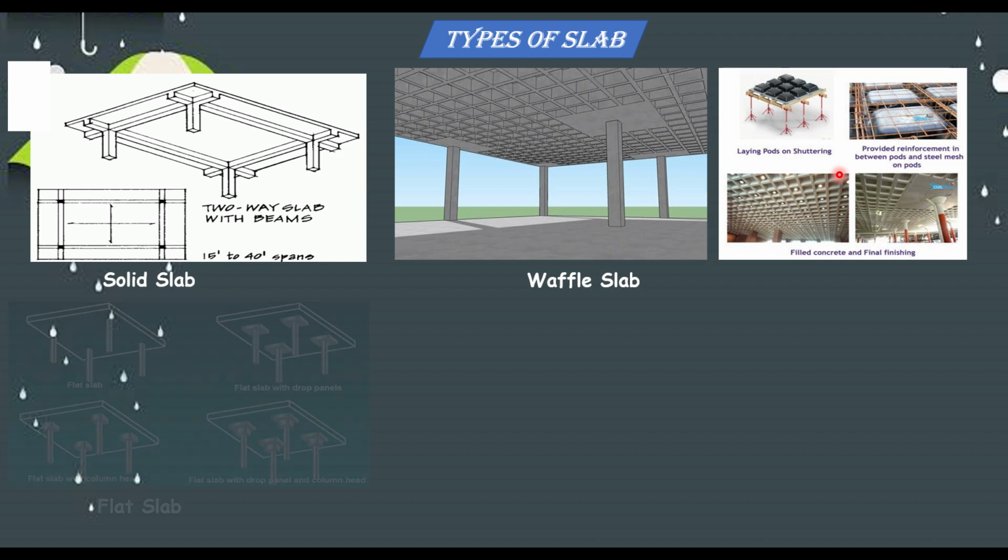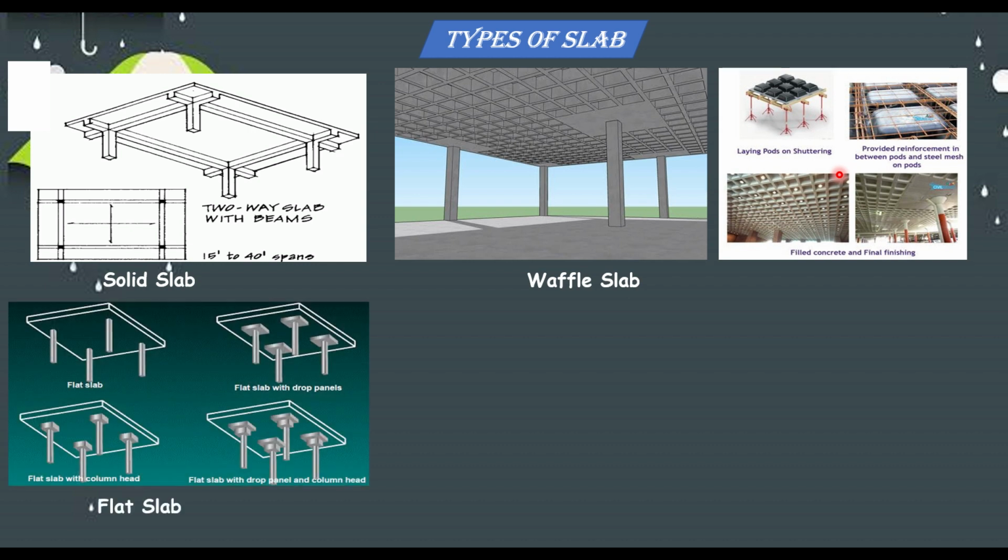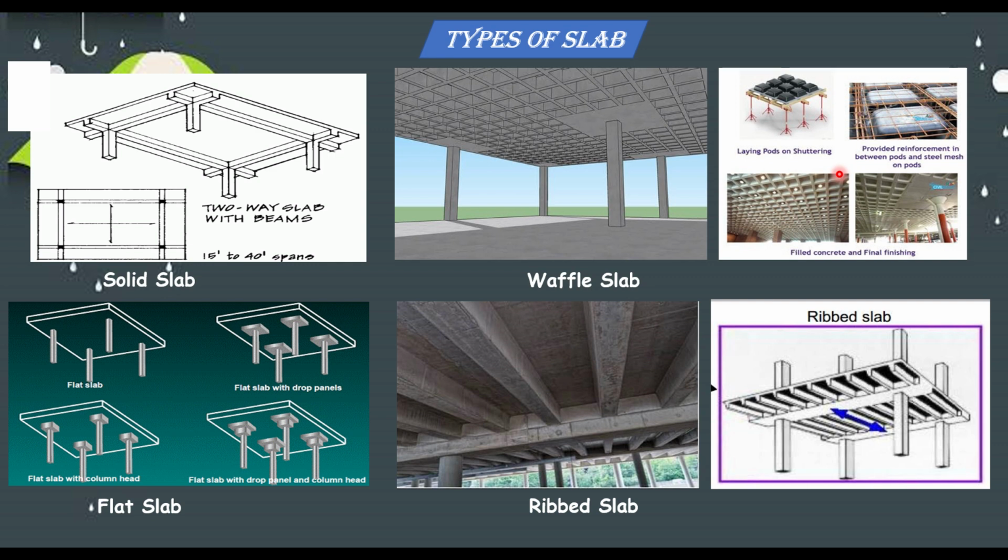Then the third type of slab is the flat slab, which is what we are going to be discussing in this video. Then we also have the last one, which is the rib slab. You can see that the difference between waffle and rib slab is that waffle has ribs in both directions, while rib slab has ribs in one direction. Both of these slabs, the waffle slab and the rib slab, are used for longer spans.